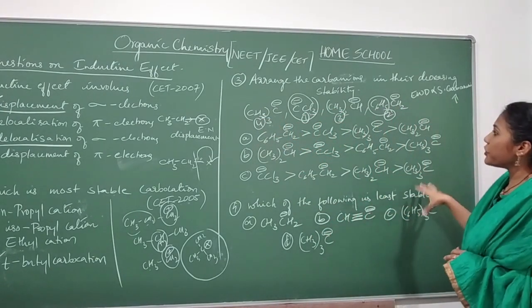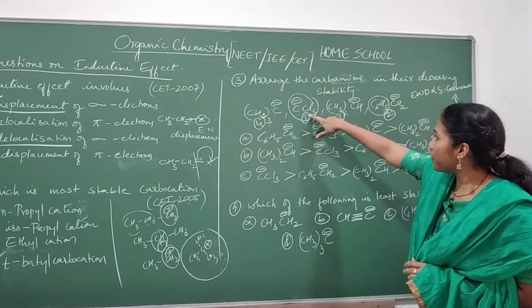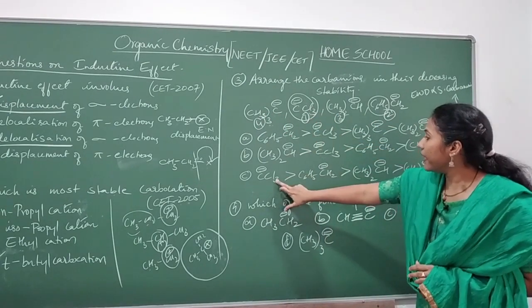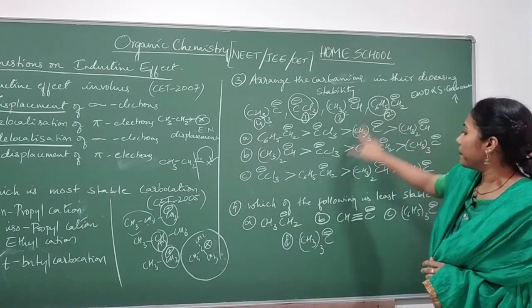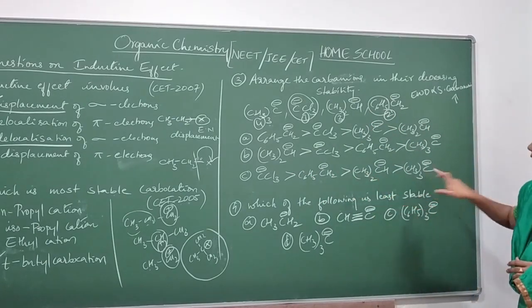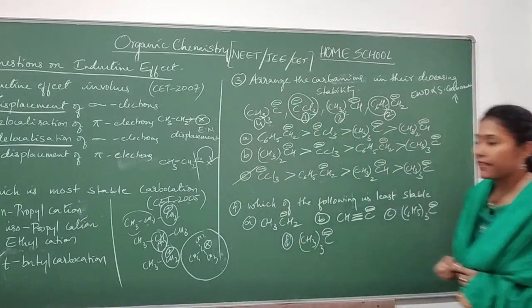So arrange them in the decreasing order. First is this. So which of the options has this as the first compound? Here. After that this one, after that secondary carbanion, after that tertiary carbanion. So option C is the correct answer.